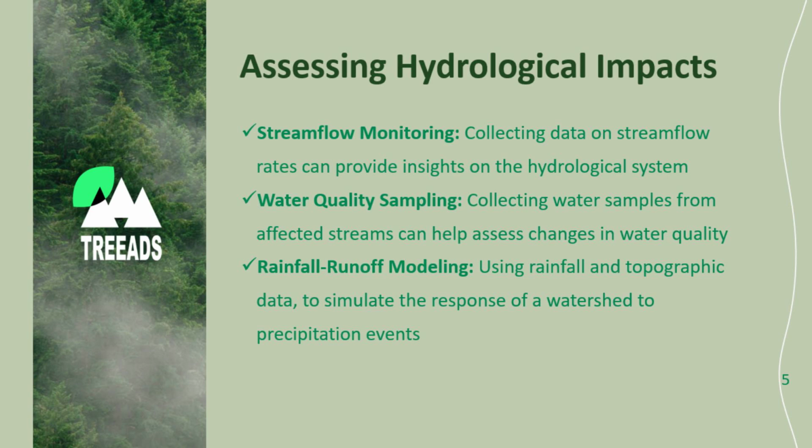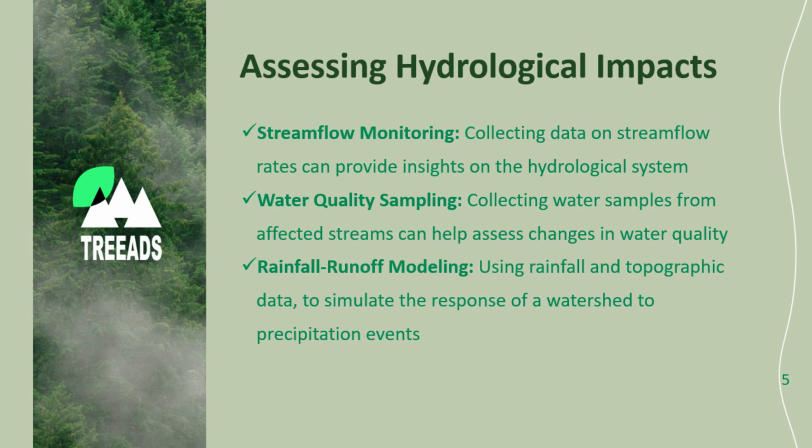Water quality sampling. Collecting water samples from affected streams can help assess changes in water quality parameters such as turbidity, pH, and nutrient concentrations. Comparing pre- and post-fire samples can provide valuable information on the severity of impacts.